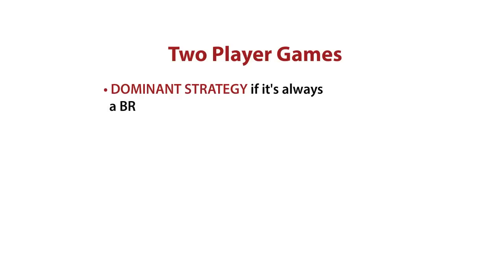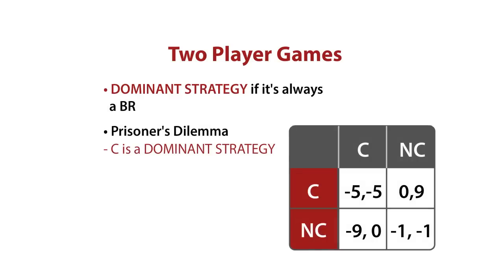The other terminology we need is what it means for a strategy to be a dominant strategy. A strategy is dominant if it's always a best response no matter what you think the other person's going to do. And in Prisoner's Dilemma, there was a dominant strategy. In fact, for each player there's a dominant strategy. It's simply confess. It's always the best response. That's why in Prisoner's Dilemma, we're pretty confident about the prediction of confess for both players.